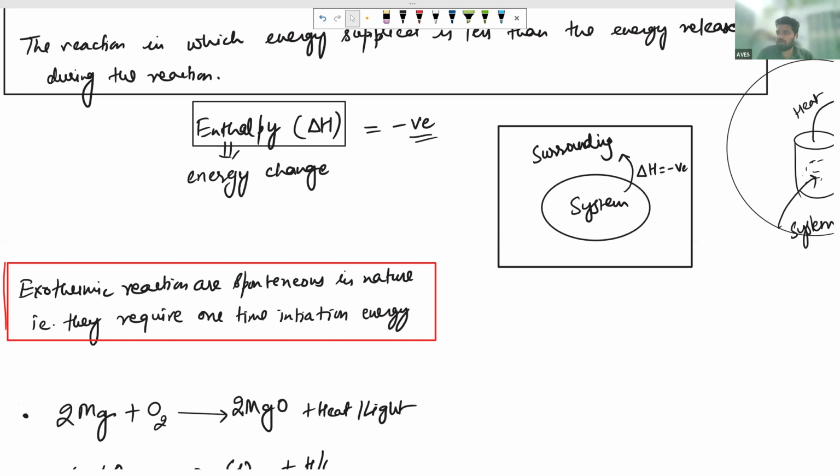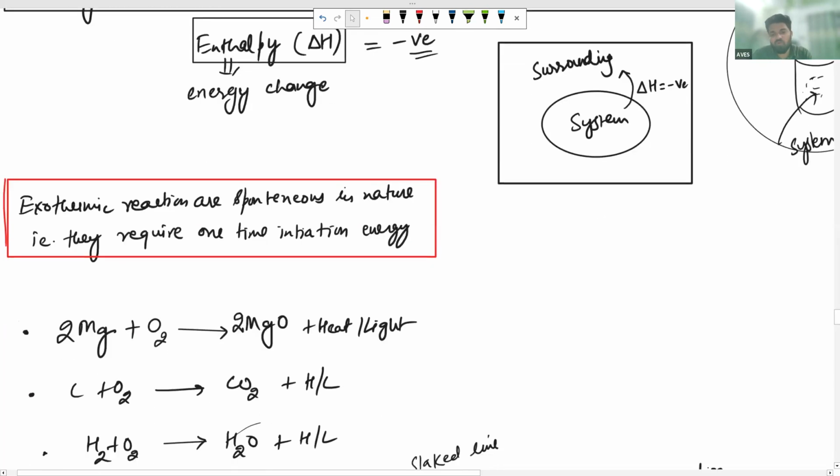Like burning, for example, your mother is cooking food and she's using butane gas. She's burning a hydrocarbon. So after 2 minutes do you have to ignite it again? No, unless you turn it off, you need to ignite it again. But it will keep on burning. The whole cylinder will become empty if she forgot to turn off the burner. So because it requires one-time initiation energy, it will keep on burning and will produce energy until the whole fuel is exhausted.